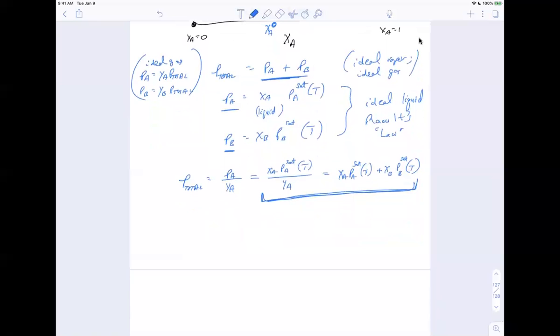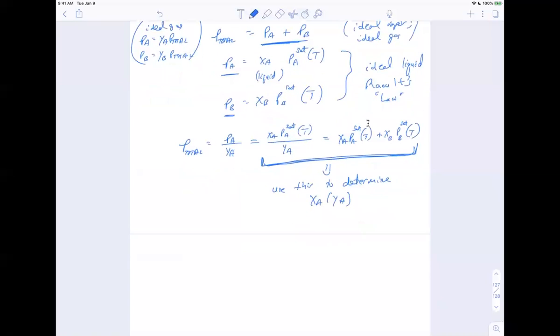We're going to use this expression to determine x sub A as a function of y sub A. We're going to do that intermediately. And that's then going to allow us to figure out what P total is as a function of y sub A, because we already know P total as a function of x sub A. If we know what x sub A is as a function of y sub A, we can easily find the total pressure as a function of y sub A. So let's do that, and let's see what we get.